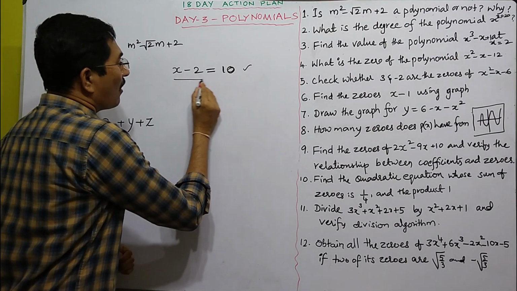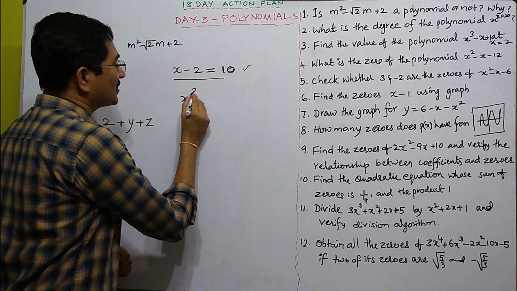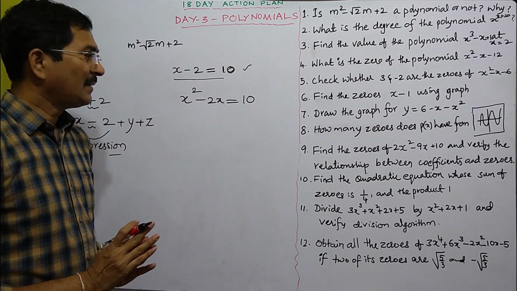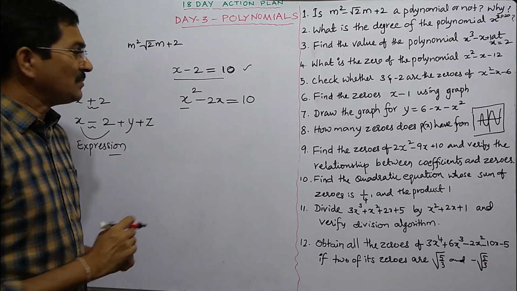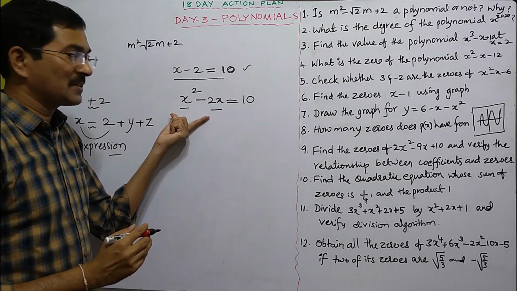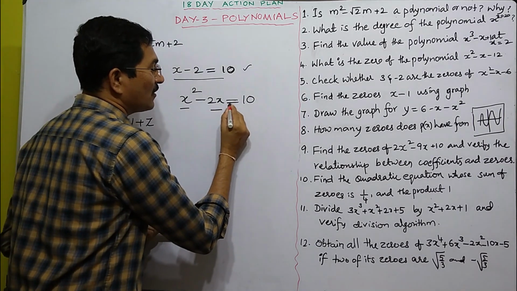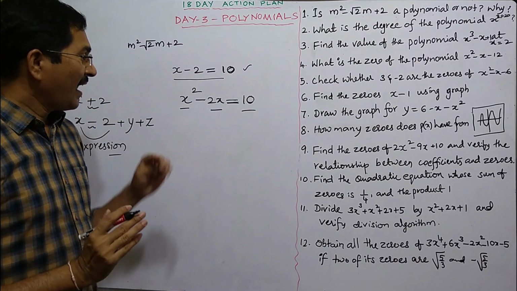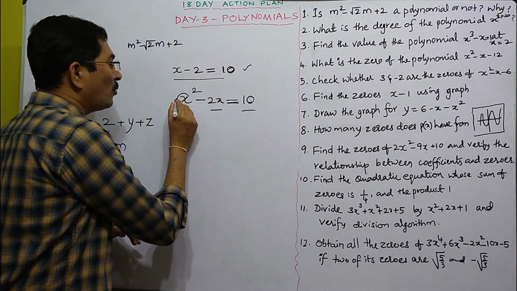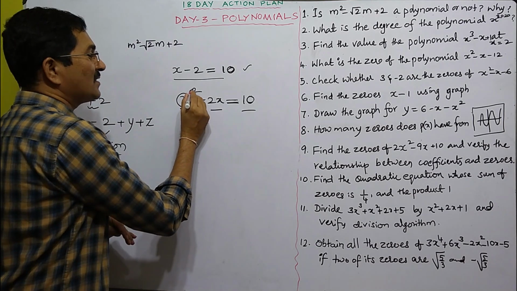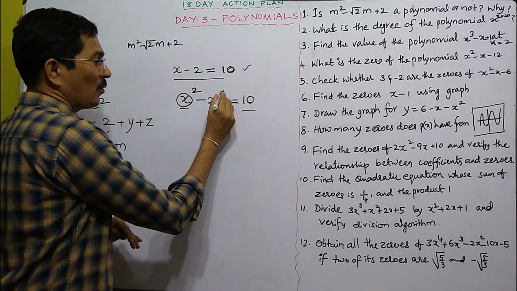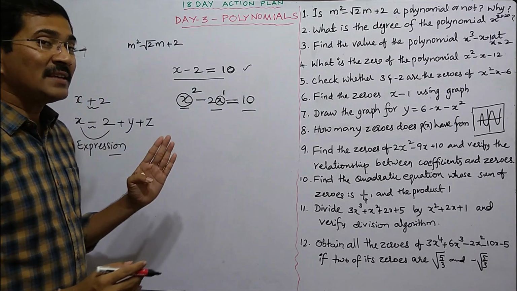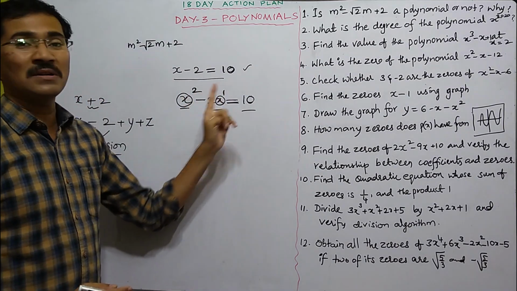Now, this can also be something like x square minus 2x is equal to 10. So, what happened here? We have terms combined by minus. So, this is an expression and its value is equal to 10. So, together, this is called an equation. And here, we have variables with some powers. So there is a lot of importance for these powers.